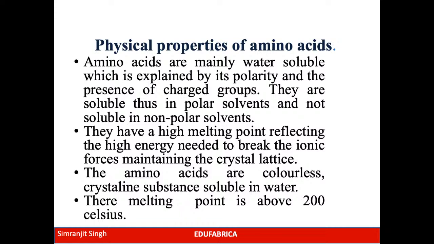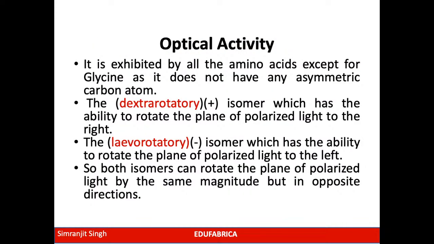So, physical properties of amino acids. Amino acids are mainly water soluble, which is explained by their polarity and the presence of charged groups. They are soluble in polar solvents and not soluble in non-polar solvents. They have very high melting points, which reflect the high energy needed to break these ionic forces. They are colorless, crystalline substances soluble in water, and their melting point is above 200 degrees Celsius.